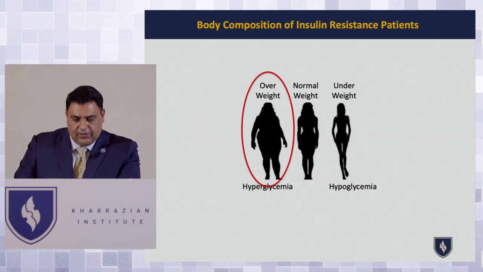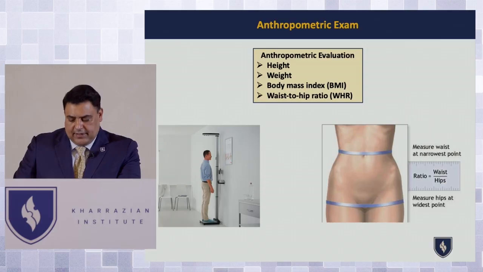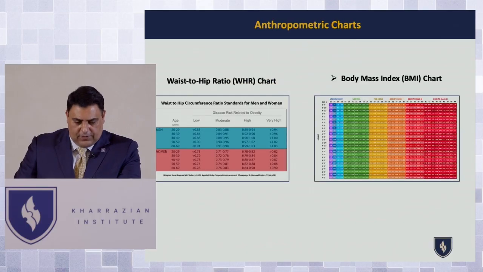Usually you'll see overweight patients with hyperglycemia. Once you calculate their height and weight, you can easily calculate the body mass index. And then you can take a tape measure and do their waist to hip ratio. You can keep that as a baseline to see how they do. So for example, if they are going to do intermittent fasting or a ketogenic diet, you may see some big changes in those. And then there's a chart to determine their risk factors and where they stand with their waist to hip ratio or body mass index.